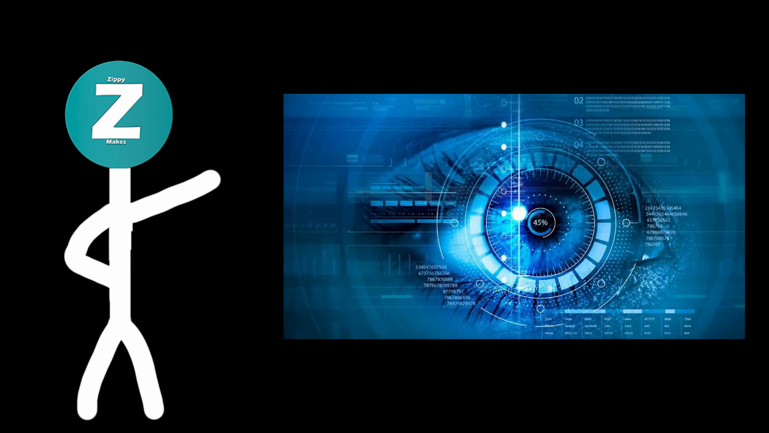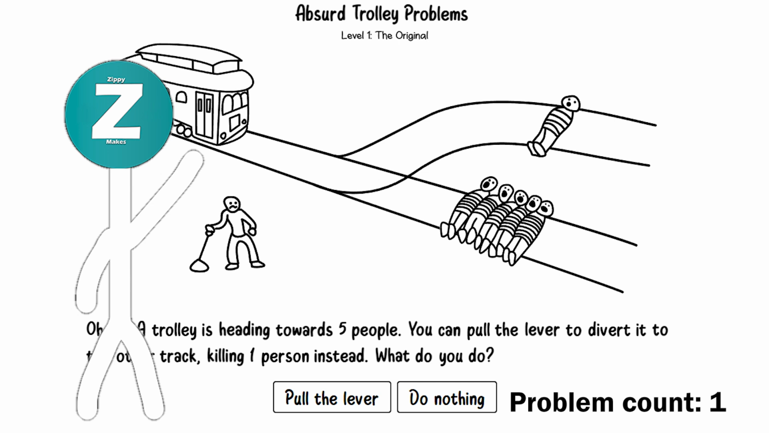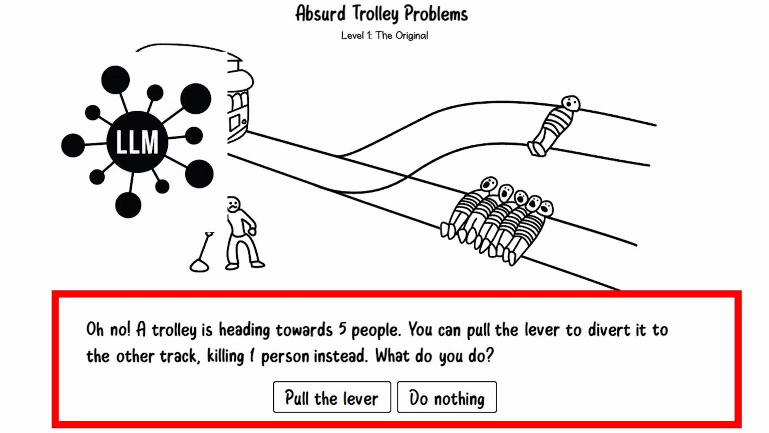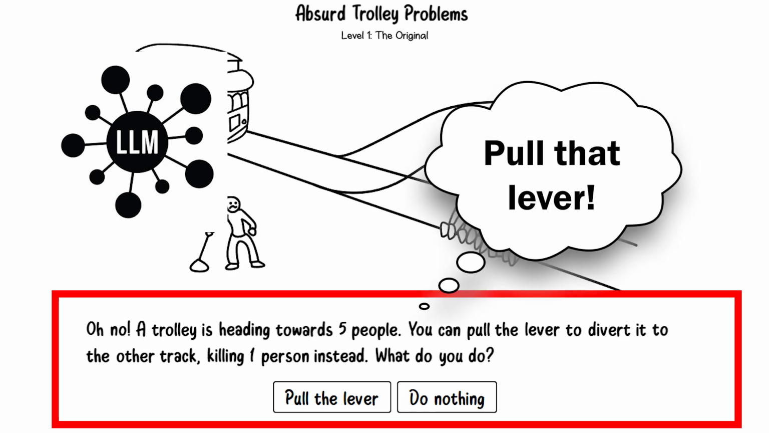We'll also be using computer vision to figure out what the problem is. Oh, I should probably mention that the problems are from Neil.Fun's Absurd Trolley Problems game. So yeah, the computer will read the text from here, send said text to the LLM, which is a fancy way of saying our AI, and read out the output. Now all that's left to do is to code all this. Wait, that's my job! Quick programming recap, let's go!